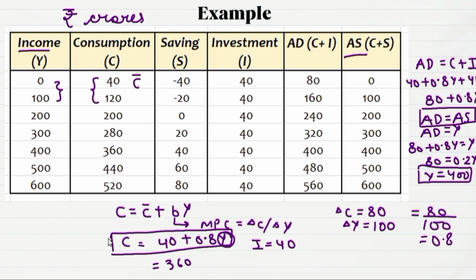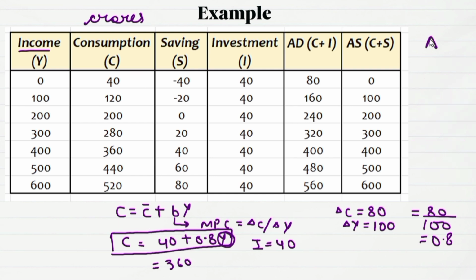So this is how numerically we can determine the equilibrium level of income. As per Keynes, the economy would be in equilibrium when AD is equal to AS. But here we can see that at zero level of income, AD is greater than AS. Till your income is 300, your AD is greater than AS, which means there is a situation of excess demand. But at this point, your AD is equal to AS. But after that, our AS is greater than AD.